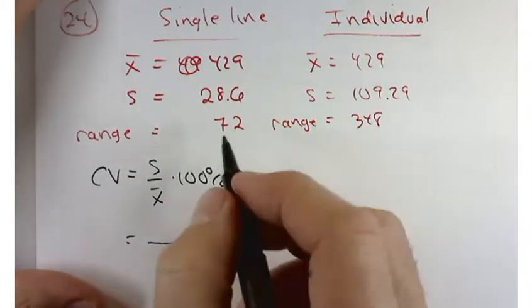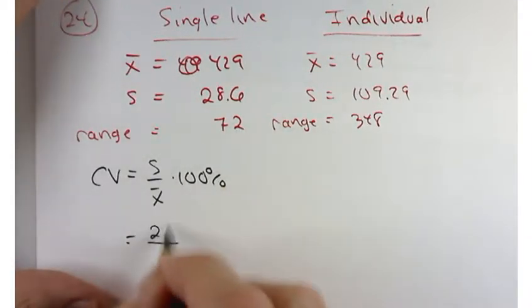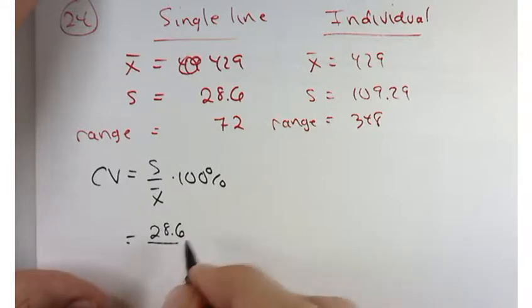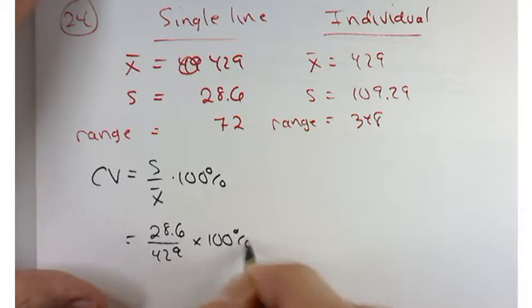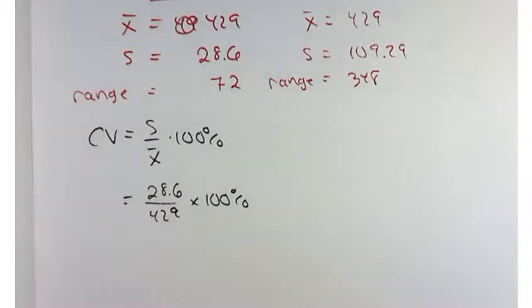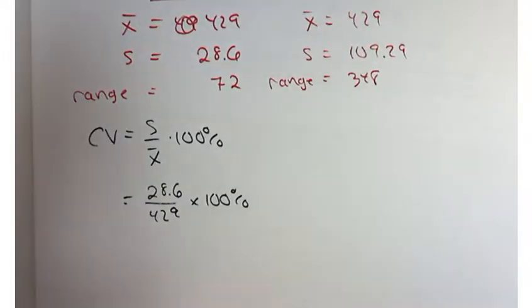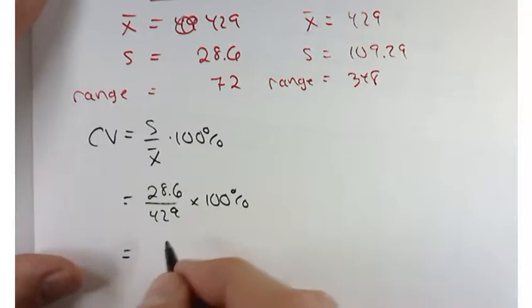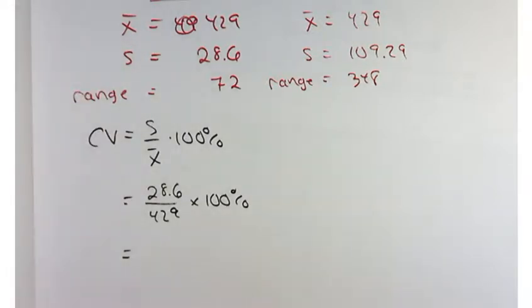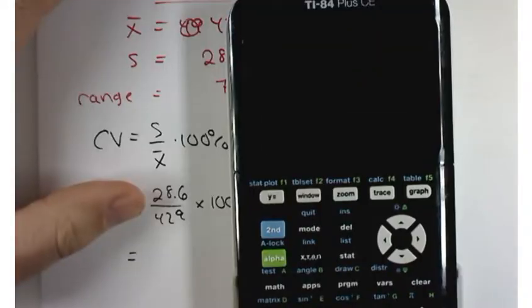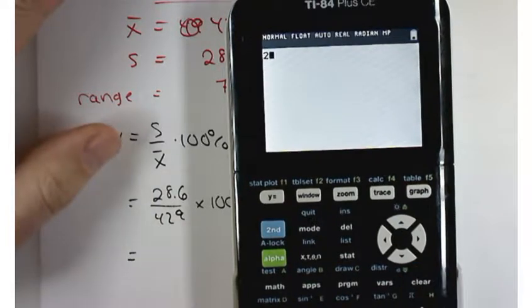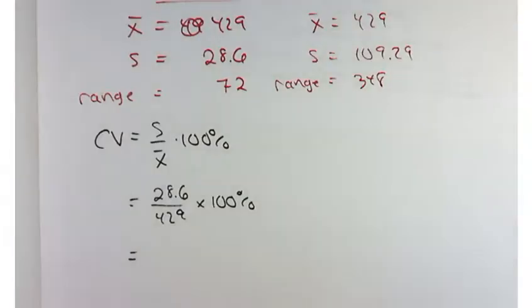In this particular case, we've got 28.6 divided by 429 times 100%. That should give you about 6.7%? 28.6 times 100 divided by 429. Yeah, about 6.7%.